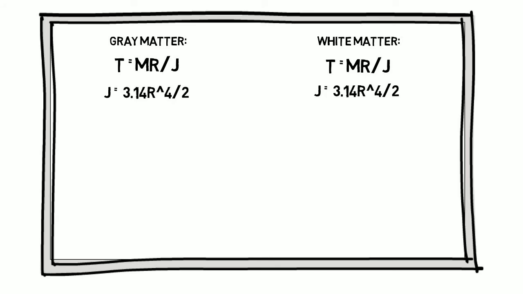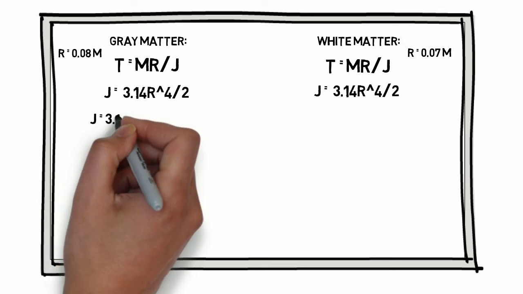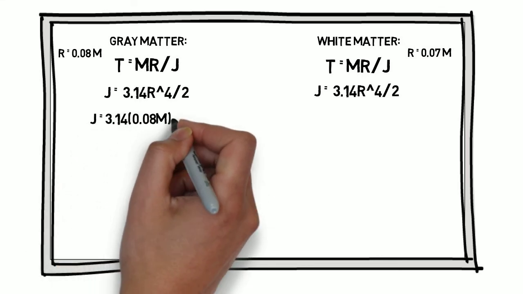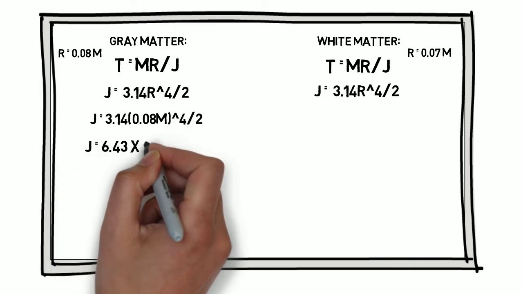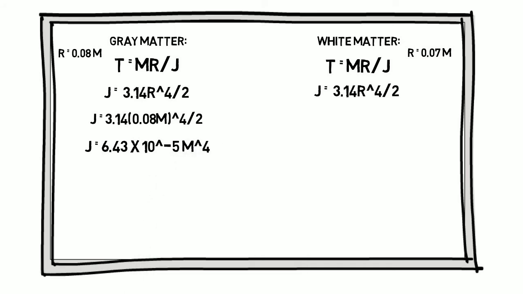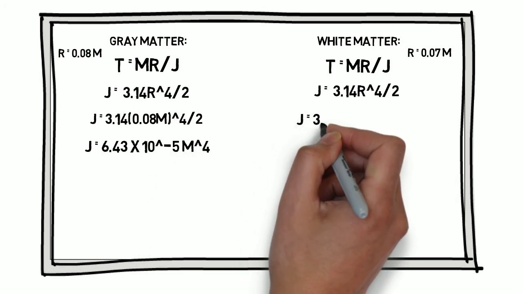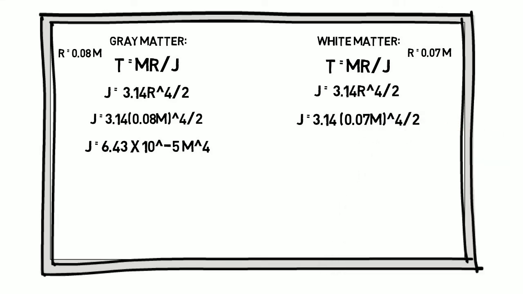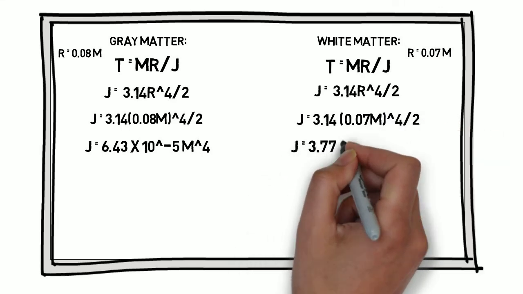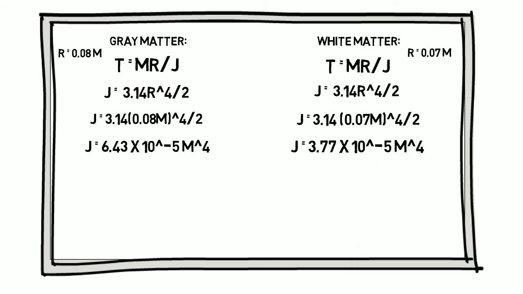For an example calculation to compare the different distances, the gray matter will have a larger radius of 0.08 meters, and the white matter will have a smaller radius of 0.07 meters. The gray matter radius of 0.08 meters is plugged into the polar moment of inertia formula, resulting in an answer of 6.43 times 10 to the negative fifth meters to the fourth. To determine the white matter's polar moment of inertia, plug its 0.07 meter radius into the equation for an answer of 3.77 times 10 to the negative fifth meters to the fourth.